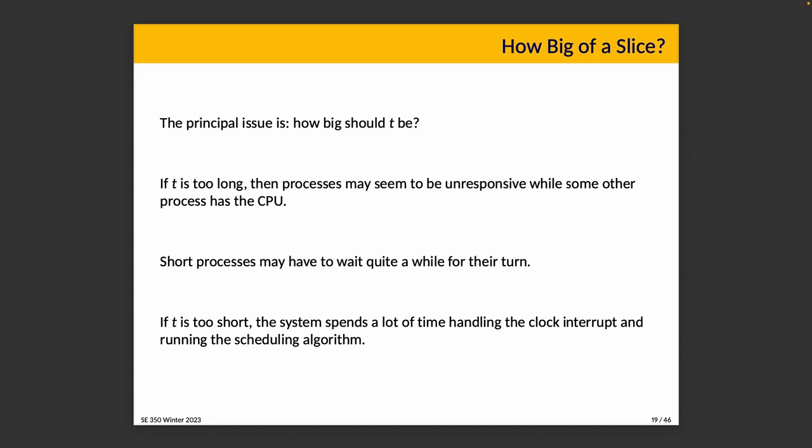On the other hand, if our time slice T is too small, then our system spends a lot of time handling the clock interrupt and running the scheduling algorithm and not a lot of time actually executing the process, right? We have too much overhead.